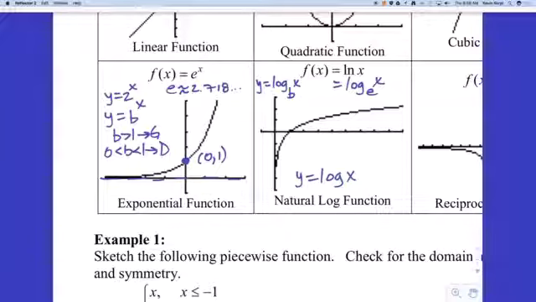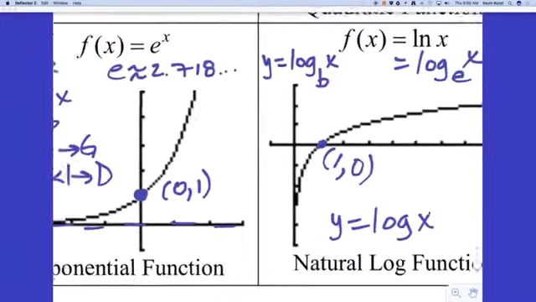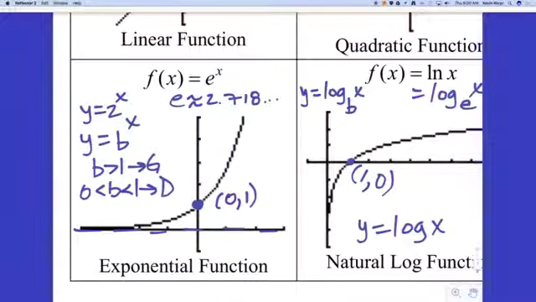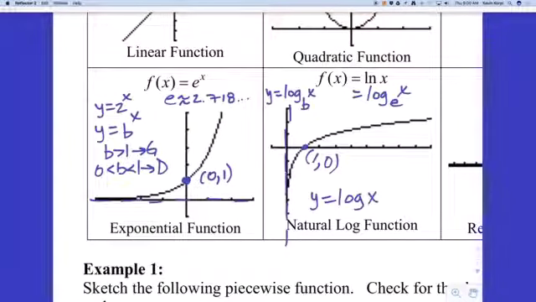So what happens when you have an inverse is all the x and y information interchange. Because e to the x has a y-intercept at 0, 1, the natural log of x has an x-intercept at 1, 0. We change the ordered pair. 0, 1 becomes 1, 0. The x-axis, where we had a horizontal asymptote, becomes the y-axis, where now we have a vertical asymptote. So the natural log of x has a vertical asymptote on the y-axis.